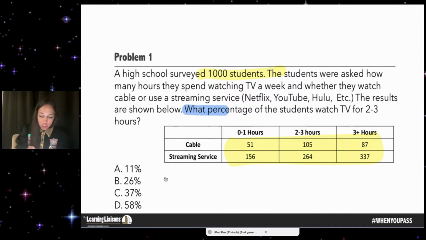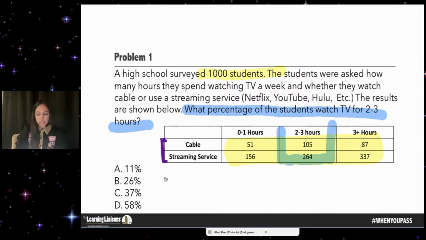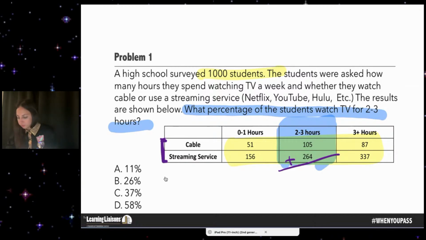So the question asked, what percentage of the students watch TV for 2 to 3 hours, assuming that both of these are considered TV? Well, my 2 to 3 hour column is right here. So all of these students are watching TV for 2 to 3 hours. It's not the same kind of TV, but all of those students are watching TV for 2 to 3 hours. So I'm going to add these two up. 105 plus 264 equals 369.